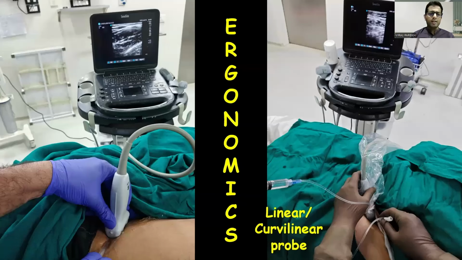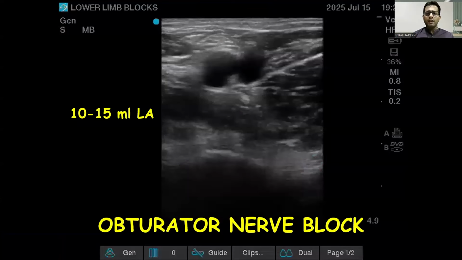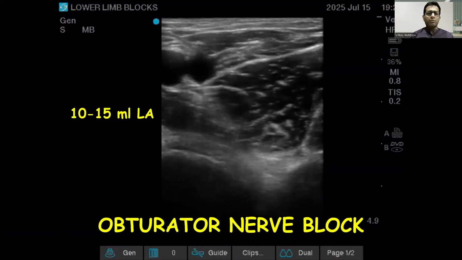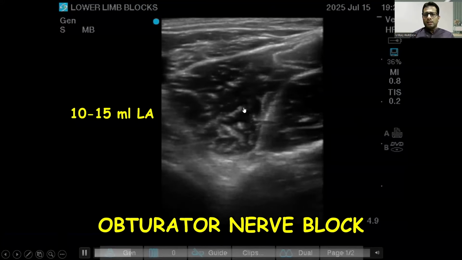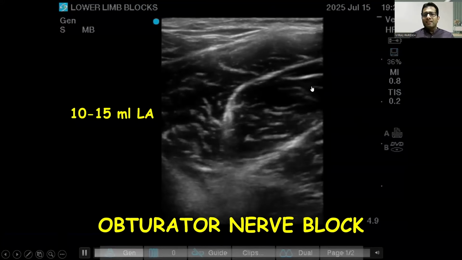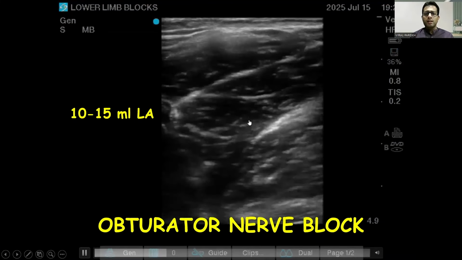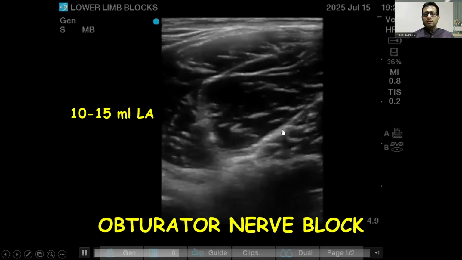Ergonomics again remain the same. So now from the femoral level, I'll be going more medially, as we can see in this video. As I'm moving more medially, we'll see the adductor longus, brevis, and the magnus muscle, and the obturator nerve.